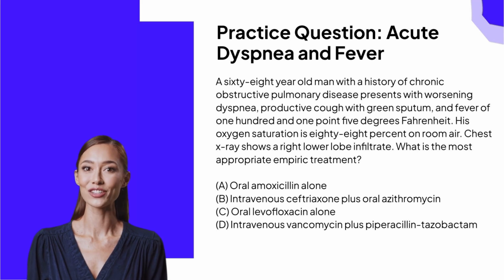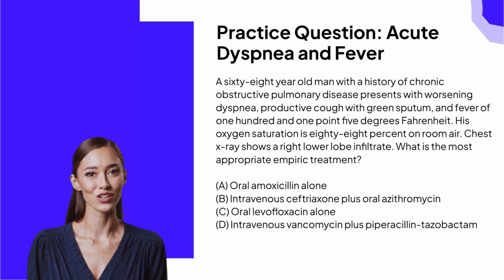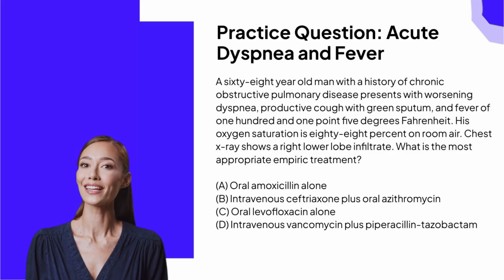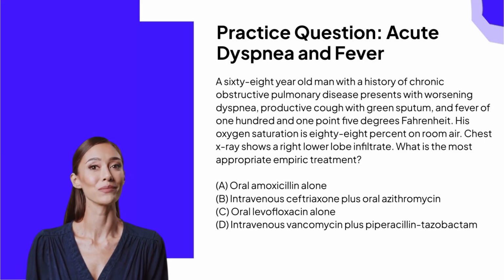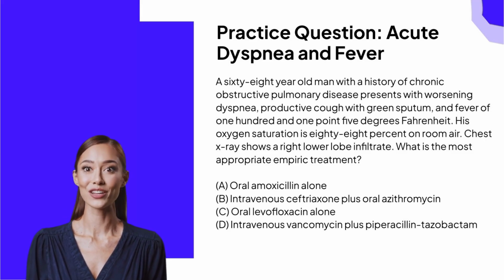Here is your third practice question. We have a 68-year-old man with chronic obstructive pulmonary disease who presents with worsening dyspnea, productive cough with purulent sputum, fever, and hypoxia. His chest X-ray shows a lobar infiltrate. Think about whether this patient needs inpatient versus outpatient treatment and what empiric antibiotics would be appropriate for his setting and risk factors. Take a moment to think through this before we go to the answer.